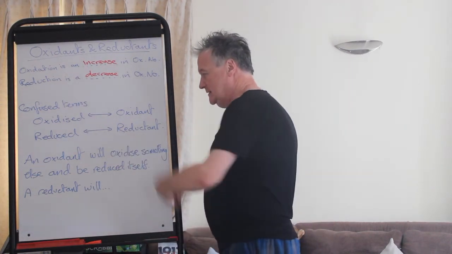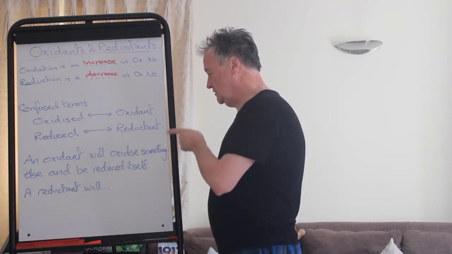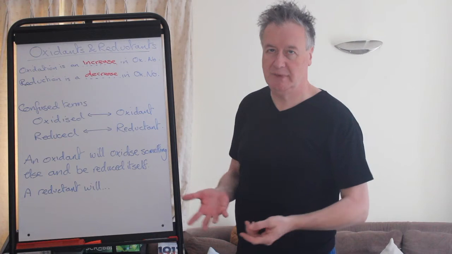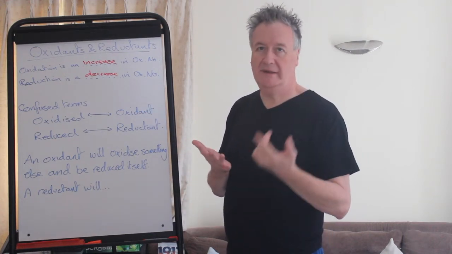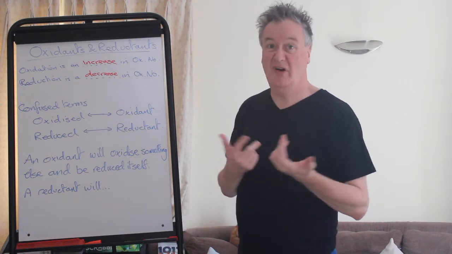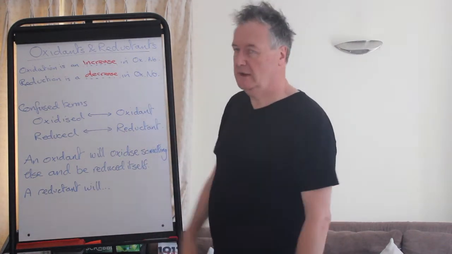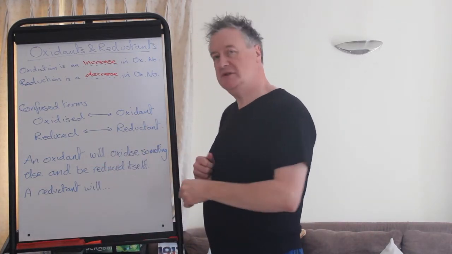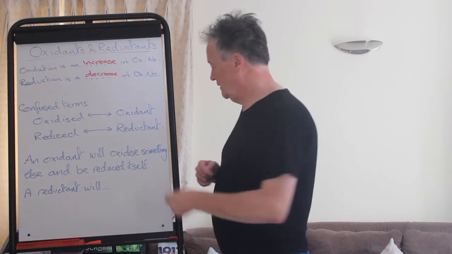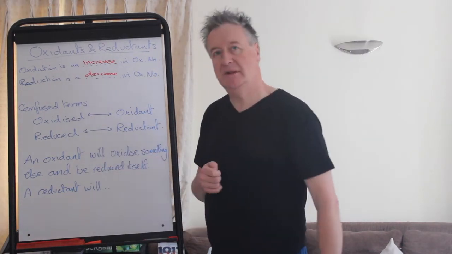So here's a working definition of oxidant. An oxidant will oxidize something else. That something else could be an element, it could be a compound, it could be an ion. So the word something else is a sort of cover-all term. An oxidant will oxidize something else and be reduced itself. So that's what happens to an oxidant. Anything that is reduced is going to be the oxidant.